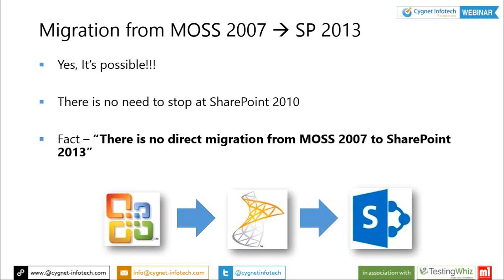As I have mentioned, there is no direct migration from SharePoint 2007 to SharePoint 2013, unless you are using third-party migration tools which are available on the internet, so you can use those tools as well. But if you are not looking to spend money on such a tool, you can still do this migration from 2007 to 2013. So these are the things to be considered and tested.